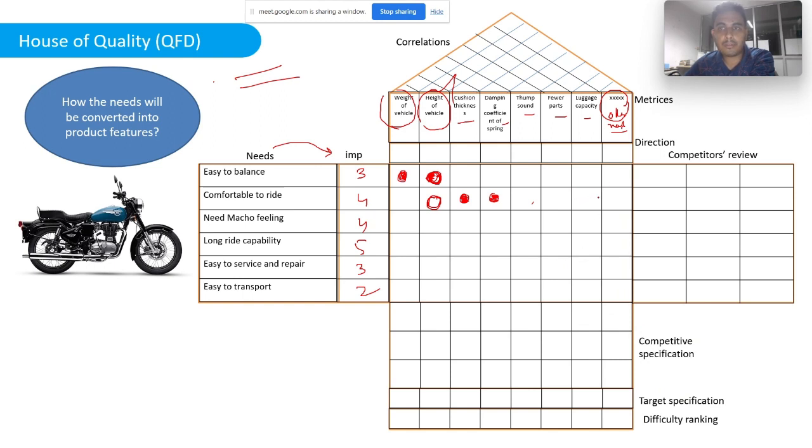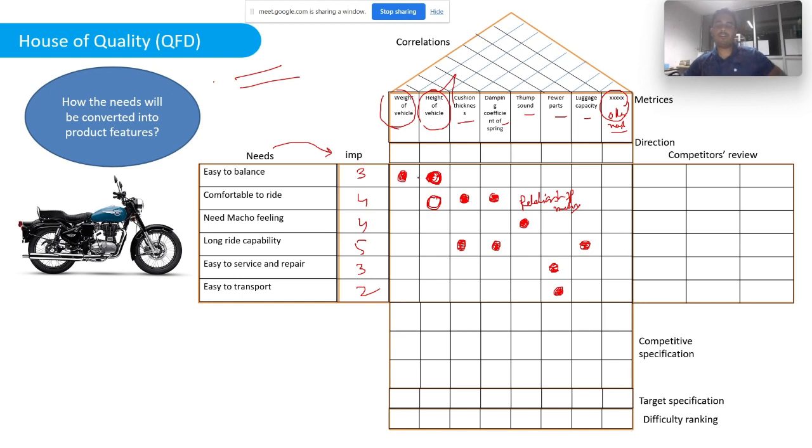Luggage capacity, comfortable, no. Need macho feeling, so macho feeling will be only thump. Then you have long ride capability. Long ride capability is cushion, yes, one. Then the luggage capacity is one. Then damping coefficient is one. Easy to repair, fewer parts is one. And nothing. Easy to transport, fewer parts. Did you understand this particular relationship matrix? So this is what we call the relationship matrix.